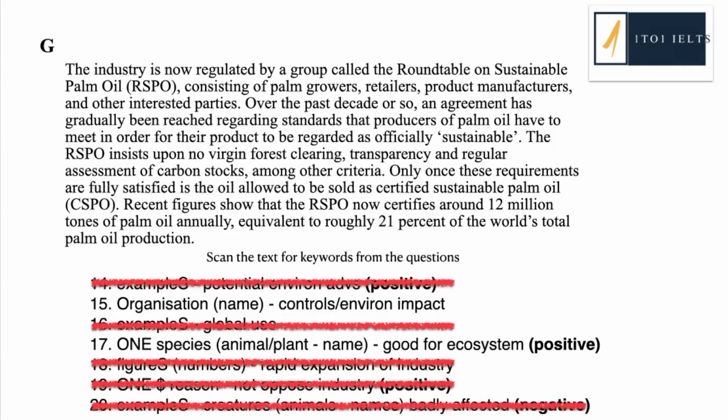We can quickly check 17, and we will see that there's no name of a species here. So the only possibility with this paragraph is 15. And for me, I'm much more confident that this is the correct answer for 15, because not only have I found the name of an organization, this time the organization looks like it controls the environmental impact of the industry.